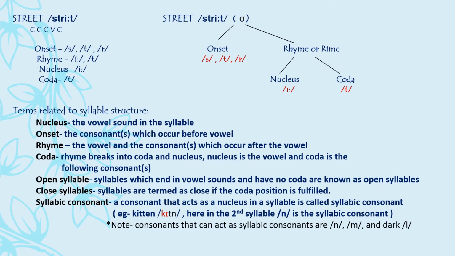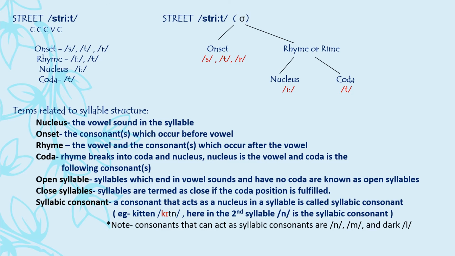And then there is rhyme. So rhyme is basically the nucleus plus coda. The nucleus is the vowel sound and coda is the consonant sound following the nucleus or following the vowel.